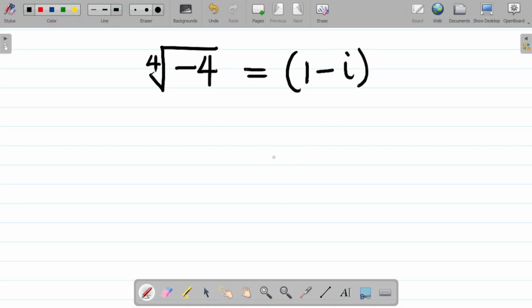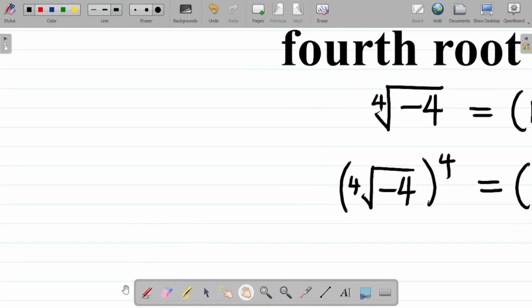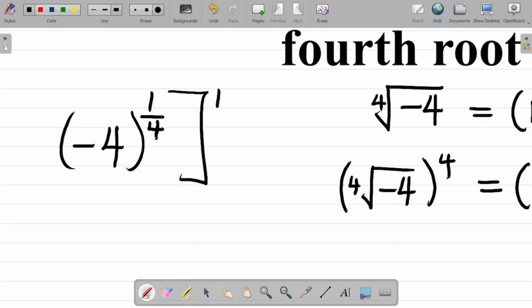The first thing here to do is actually to raise each side to power 4. All right, so the fourth root of minus 4 becomes the fourth root of minus 4 all to power 4, will be equal to 1 minus I all to power 4. Okay, now the fourth root is simply written as minus 4 to power 1 over 4. This is fourth root in index form.